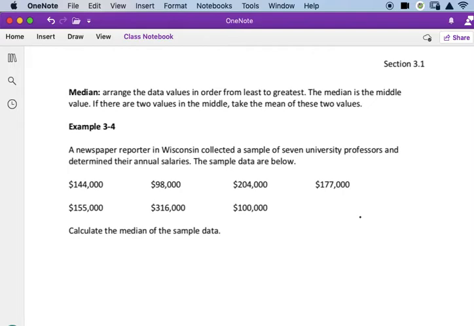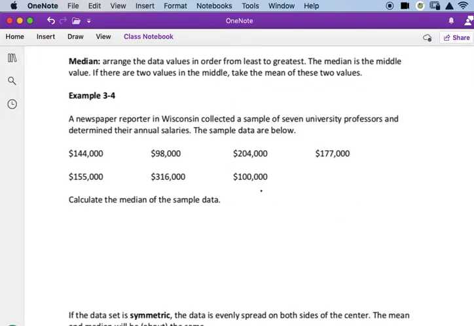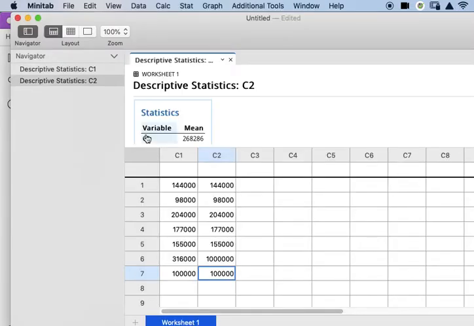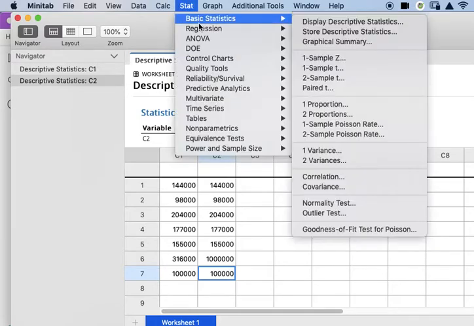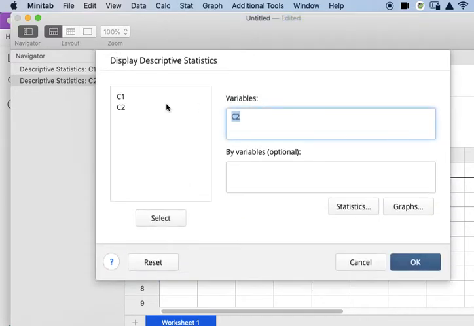So for example 3.4, we want to find the median of our data set of salaries. I'm going to show you how to do it in Minitab. You could do it by hand if you like. You would put the numbers in order, so 98,000, 100,000, etc., all the way up to 316,000. And then normally what people do is they kind of cross off one from each side until they get to the middle. Using Minitab, I'm going to do my statistics calculation again.